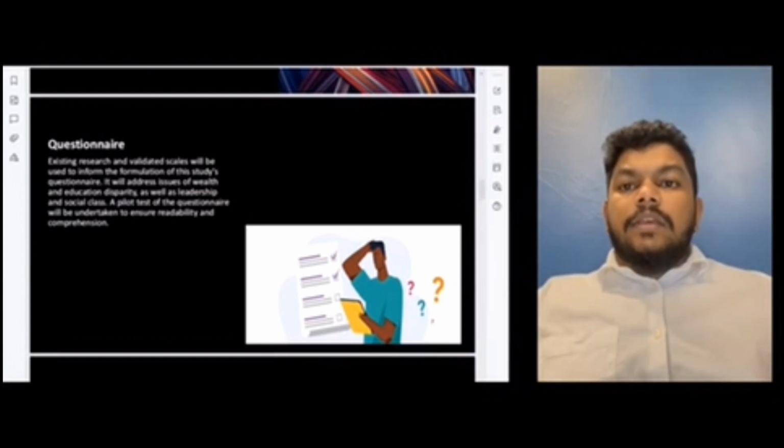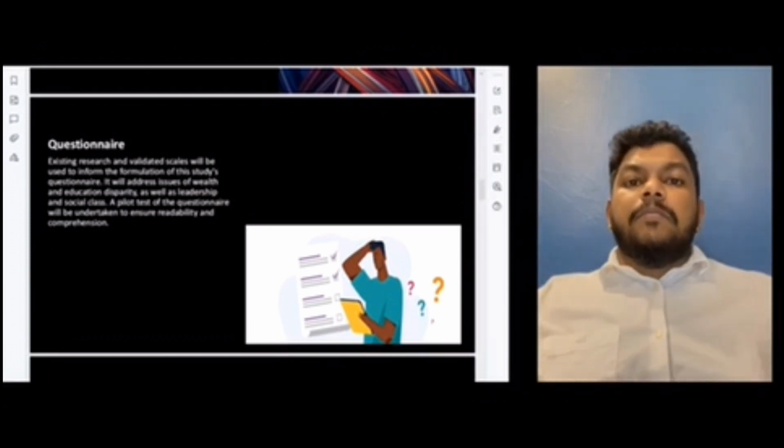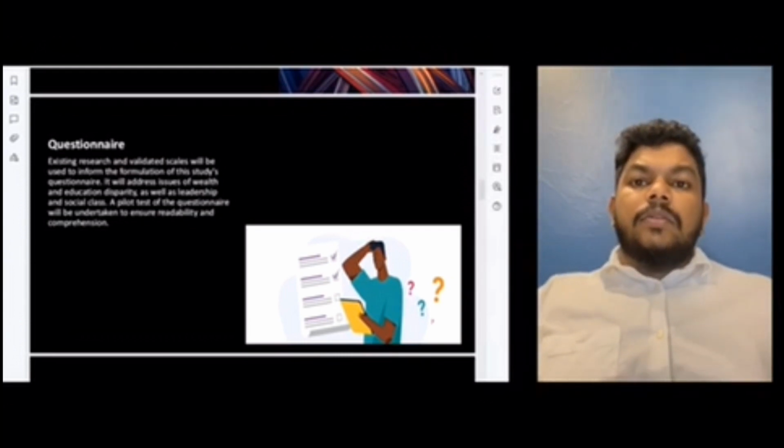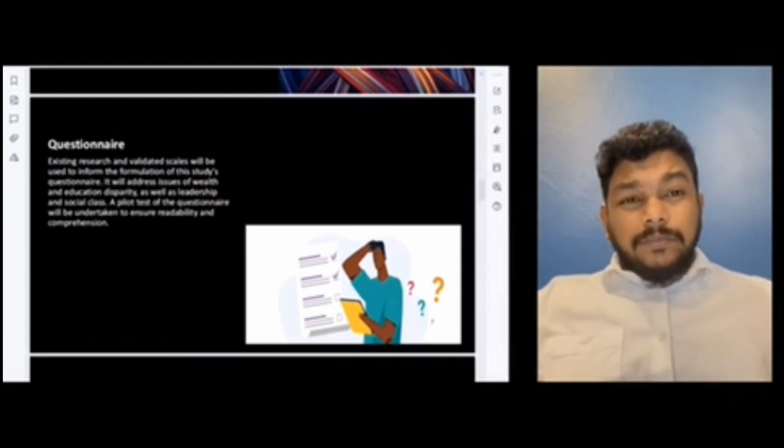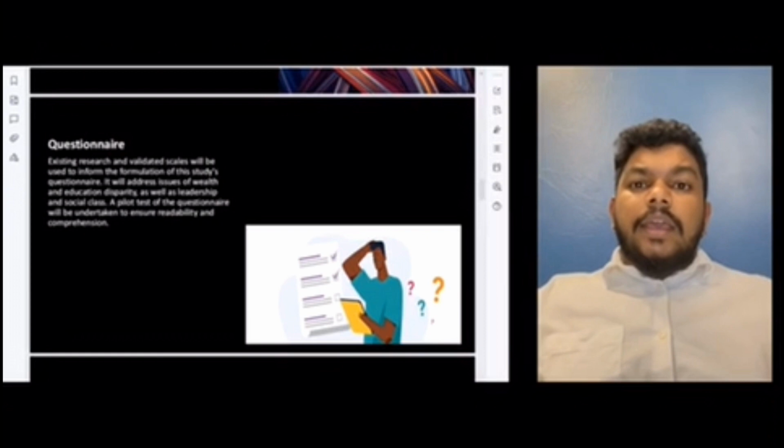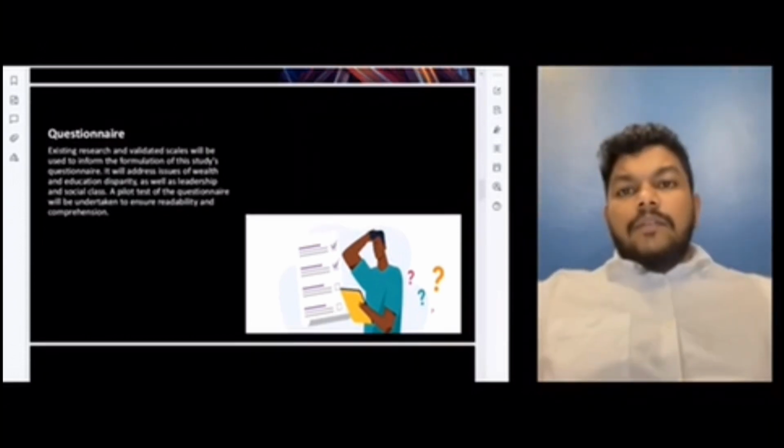Pilot testing entails giving the questionnaire to a sample of people who are representative of the intended respondents so that you can gauge their reaction and grasp of the material. By going through this procedure, any changes that need to be made to the questionnaire can be made to increase its validity and better capture the validity of the instrument.